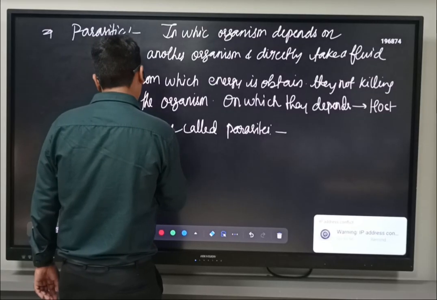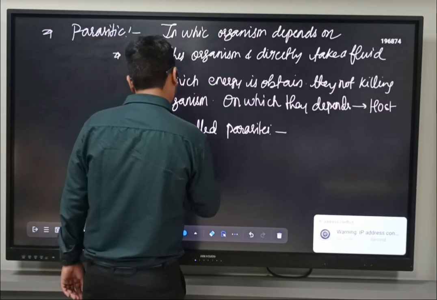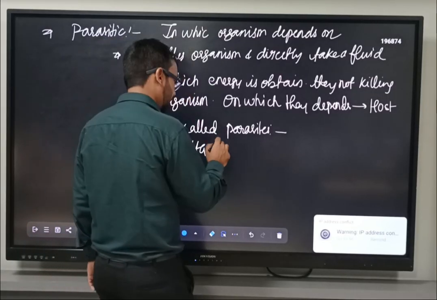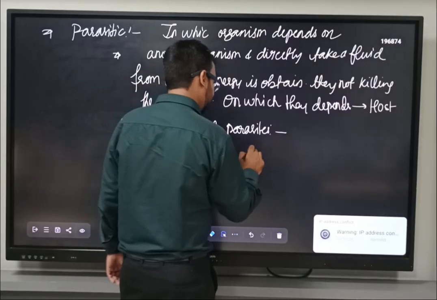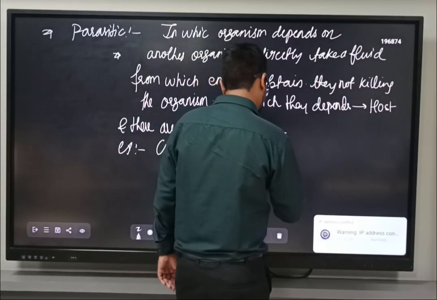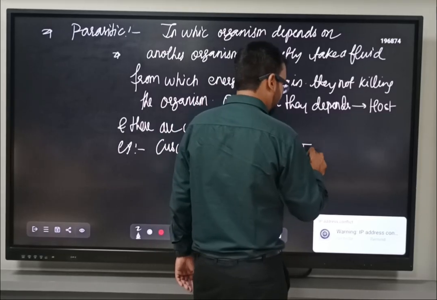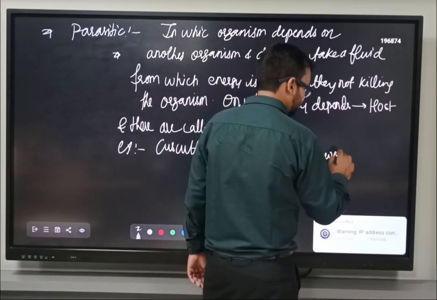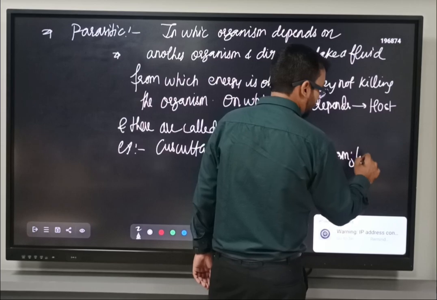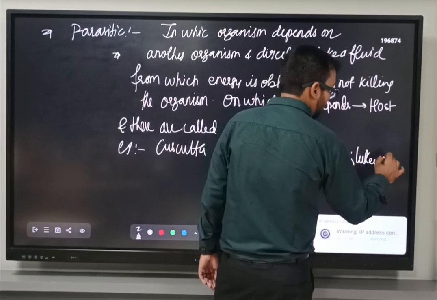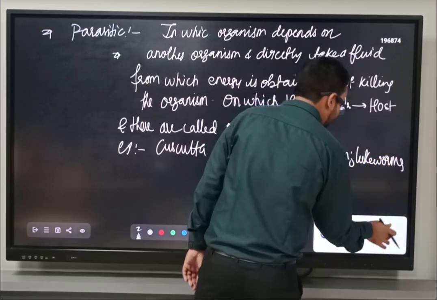Such as, for example, if you take cuscuta, which is amarbel, it is a plant parasite. Leeches, tapeworm, roundworm. Lots of worms are there which act as parasites.